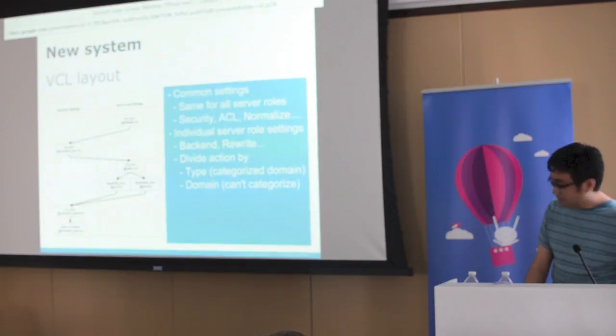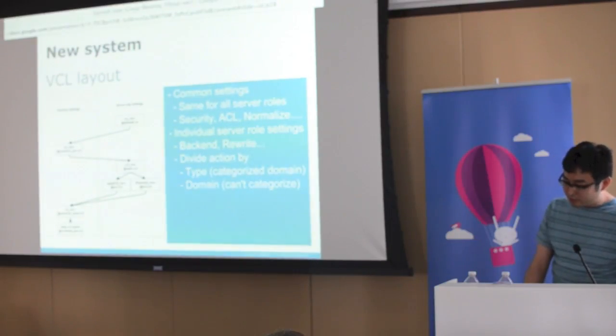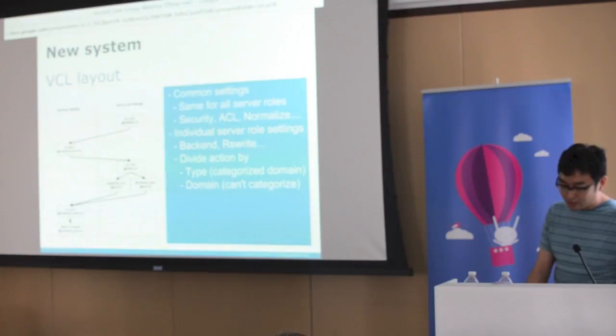This is a VCL layout. VCL settings are split into two because there is more than one server type: level 1, level 2, and image operation server. I don't want to write duplicate logic. Common settings have ACL, normalize, security, ban, and more. Server role settings have backend definitions, directory ACL, rewrite, and more domain-specific settings.